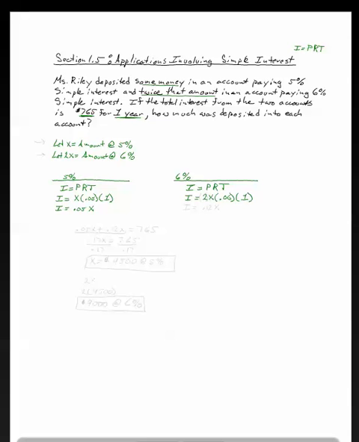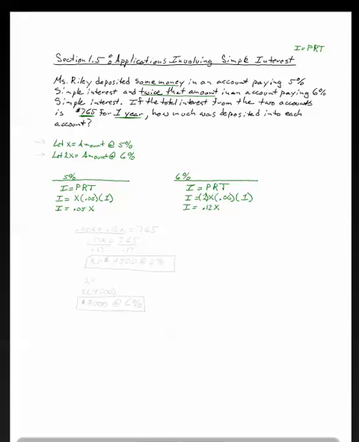Now, here, notice that it's 2 times x. So really we can read this as 2 times x times 0.06 times 1. Well, 0.06 times 1 is just 0.06, and 0.06 times 2 is 0.12. So interest equals 0.12x.